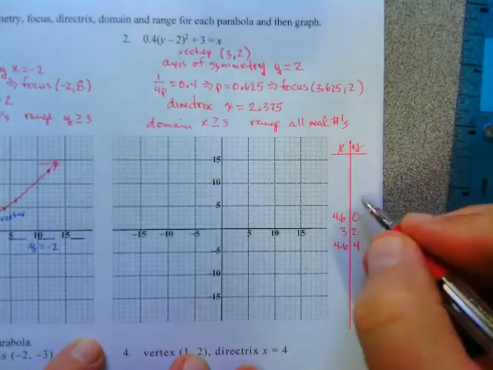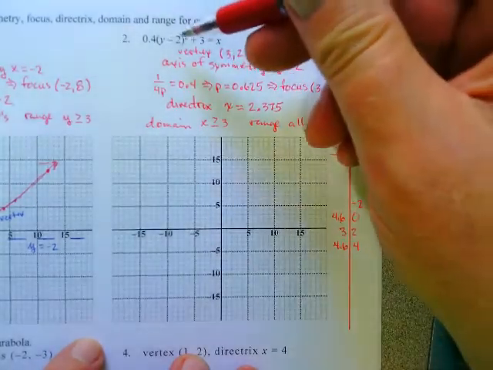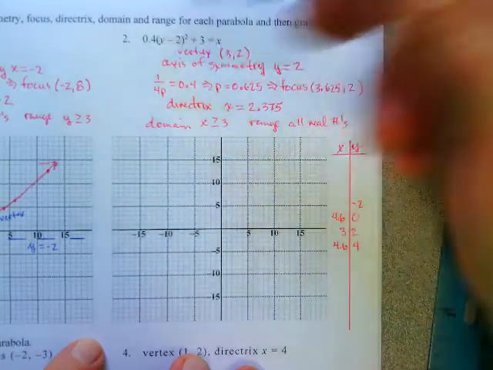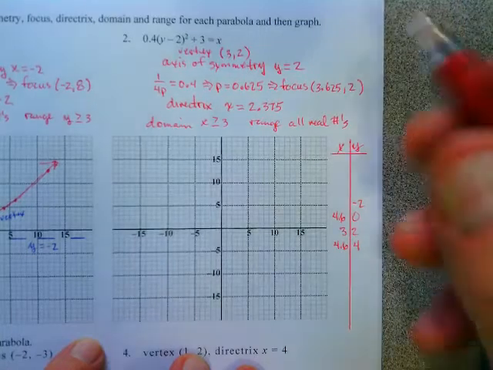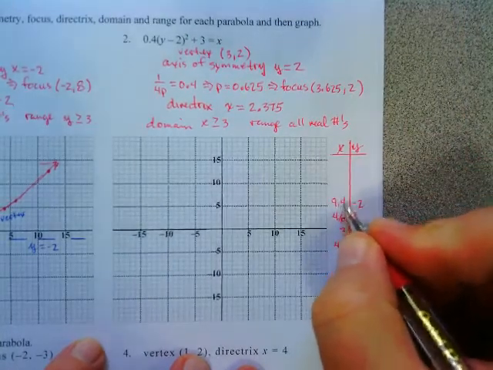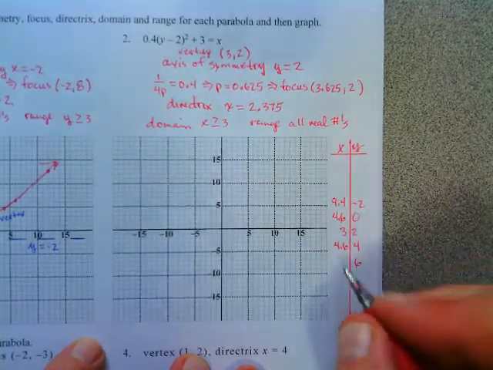Okay, let's go to negative 2. So negative 2 minus 2 more, that's negative 4. Squared is 16. 16 times 0.4 is 6.4. 6.4 and 3 is 9.4. And so 6 has to be 9.4 as well.